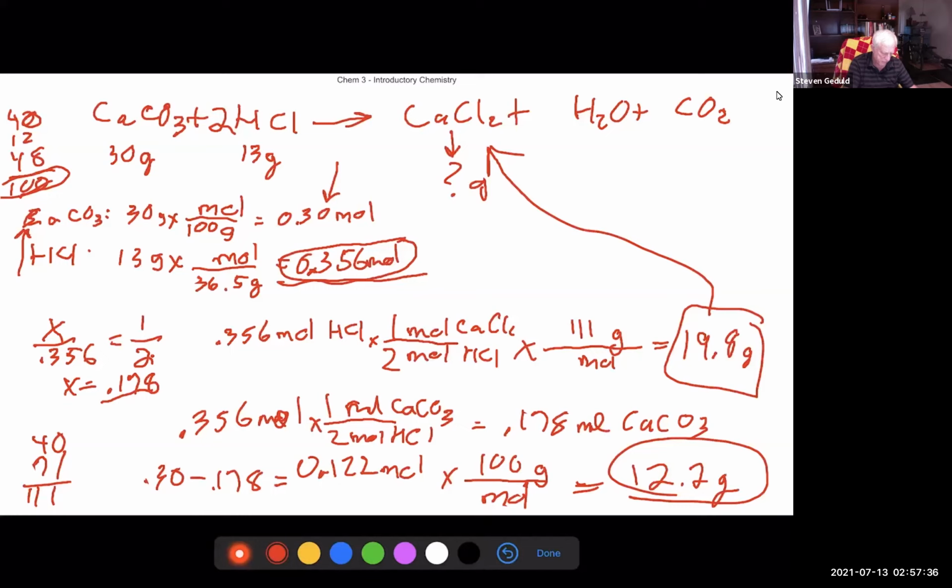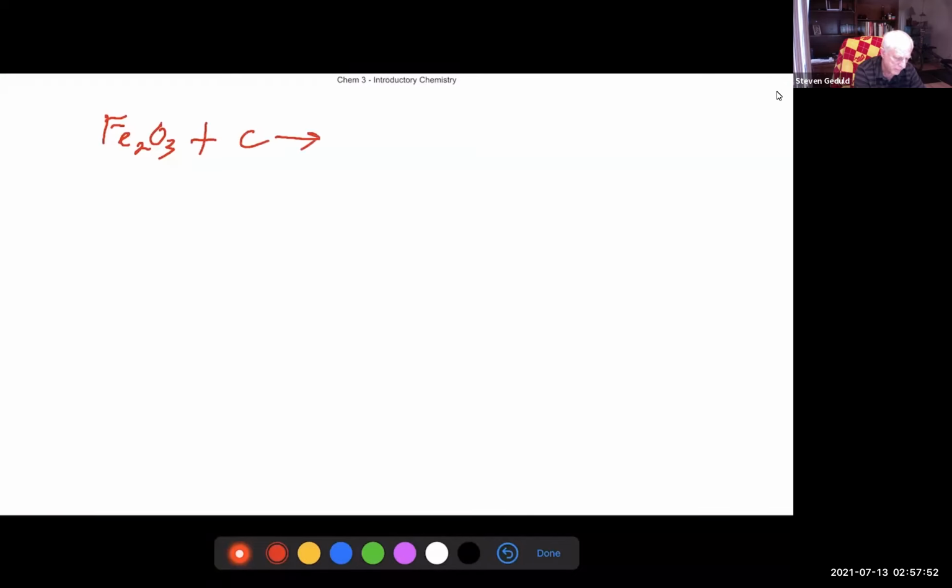Theoretical yield, percent yield. Okay. All right, let's do another equation here with theoretical and percent yields, which is really good. So iron(III) oxide, Fe2O3, plus carbon goes to Fe, iron, plus carbon monoxide.